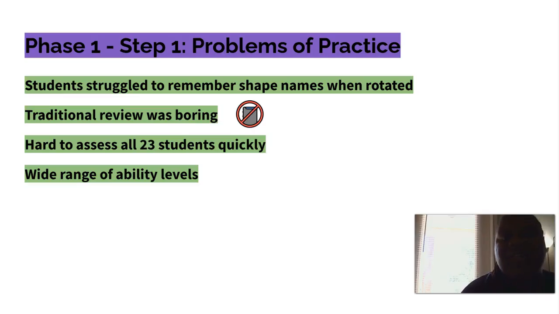In Phase 1, Step 1, I identified my problems of practice. First, my students struggled to remember shape names, especially when shapes were rotated. They called a tilted square a diamond. Second, traditional flashcards and worksheets didn't hold their attention after about 5 minutes. Third, I couldn't quickly see which shapes all 23 students understood. When I asked them to hold up shapes, some students just copied their neighbor. And fourth, I had students at very different levels. Some knew hexagons while others were still learning circles. As Robillard and Hughes say, identifying problems that technology might address is the first step toward purposeful integration.